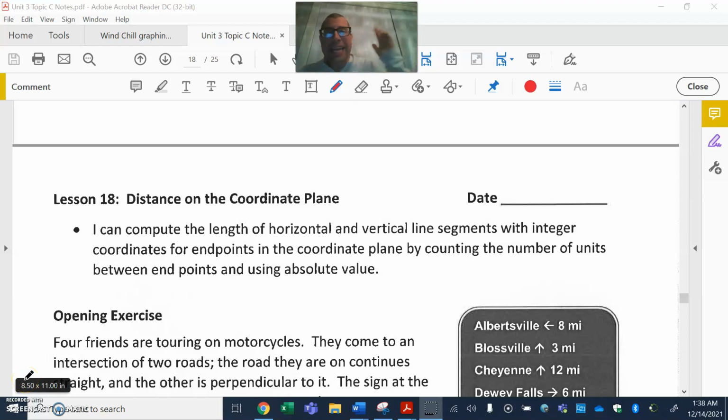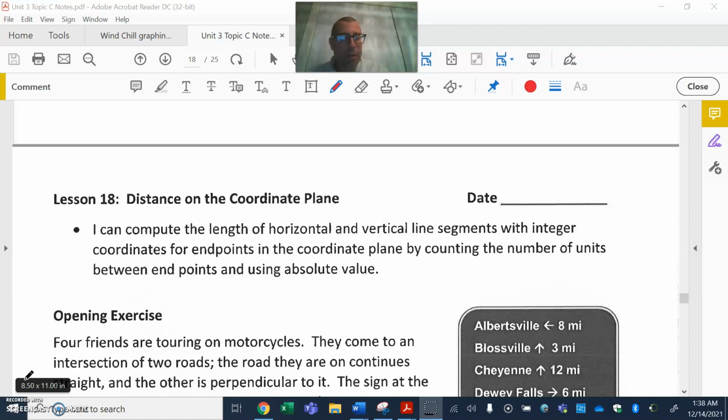Hey everyone, so we are looking at lesson number 18 here, the distance on the coordinate plane. The coordinate plane is the phrase that we use for the entire graph. On the coordinate plane is the y-axis and the x-axis, and it's where we do all of our graphing. So they talk about that whole thing being the coordinate plane.